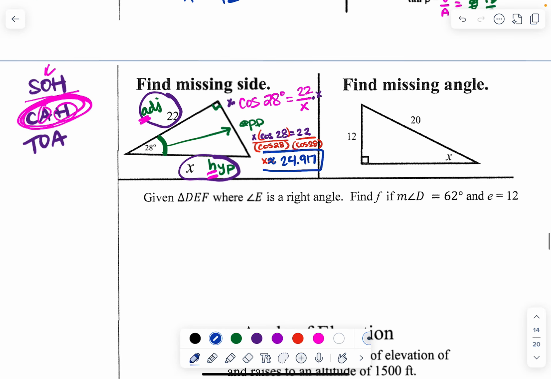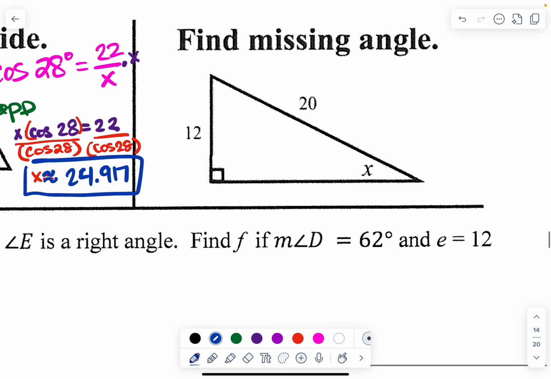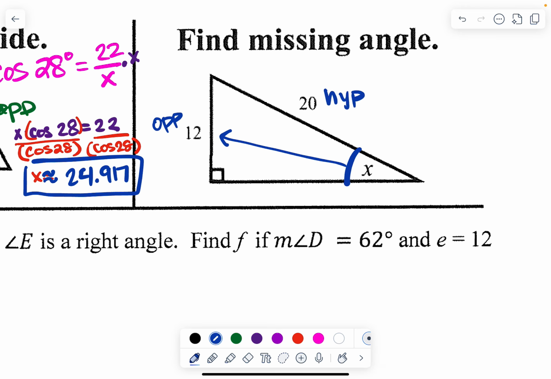Okay, let's go to this next one. It says find the missing angle. So again, here's our missing angle. We're going to draw an arrow to our opposite side. We're going to label all the sides of our triangle. Circle what we know. We know the opposite side. We know the hypotenuse side.